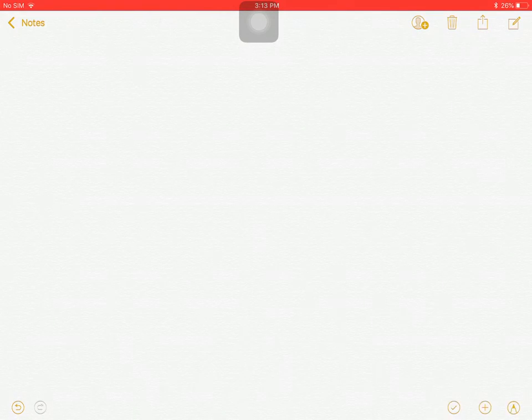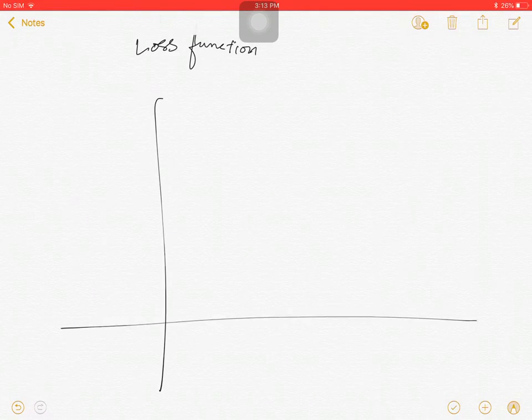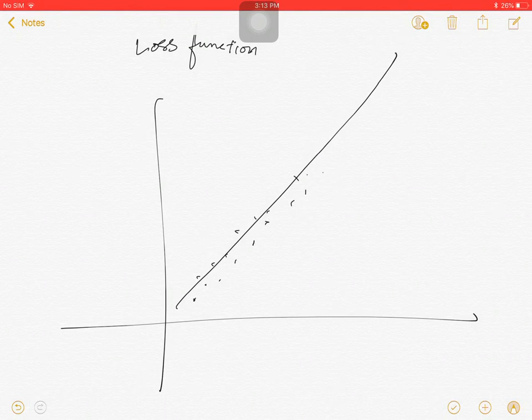Okay, so the loss function, right, that's what we're going to discuss now. The same thing, let's say these are a few of our points, and we plotted that line. Now how do we measure how good our line is, or how best fit our line is, right?